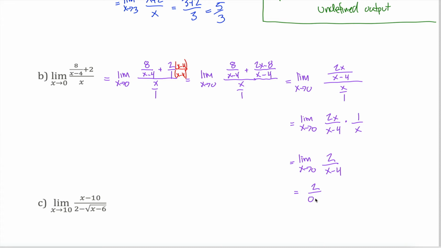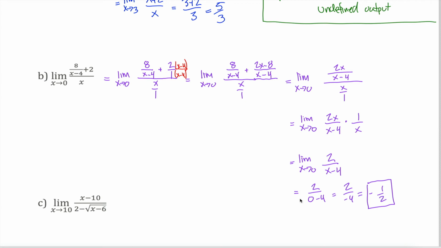2 divided by 0 minus 4, 2 divided by negative 4, negative 1/2. The limit as x approaches 0 of this is negative 1/2, and this limit is the same as this limit, so the limit as x approaches 0 here is just negative 1/2.